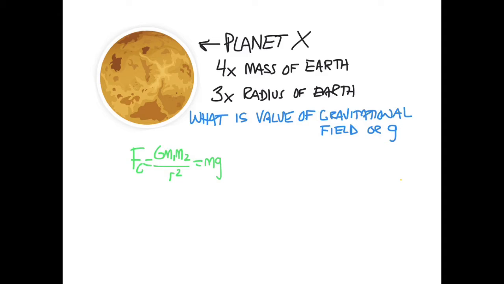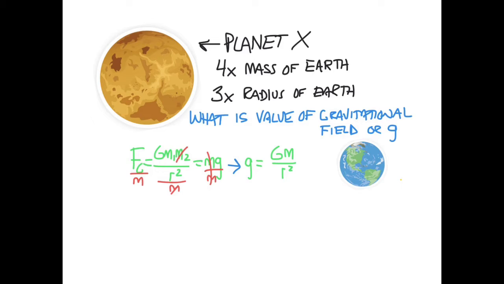If we divide everything by the mass, so we take each term divided by mass, mass cancels out of the equation. So we can find that the acceleration due to gravity, or the gravitational field, ends up being equal to big G times the mass of the planet divided by the radius of the planet squared. We can compare this to Earth, and we know that little g on Earth is 9.8 newtons per meter, or we commonly say that that's 9.8 meters per second squared.